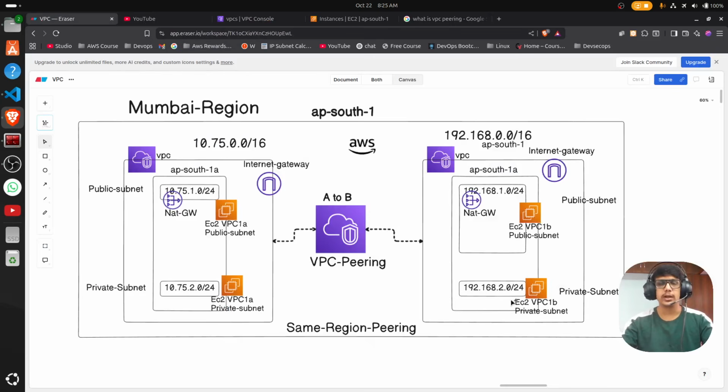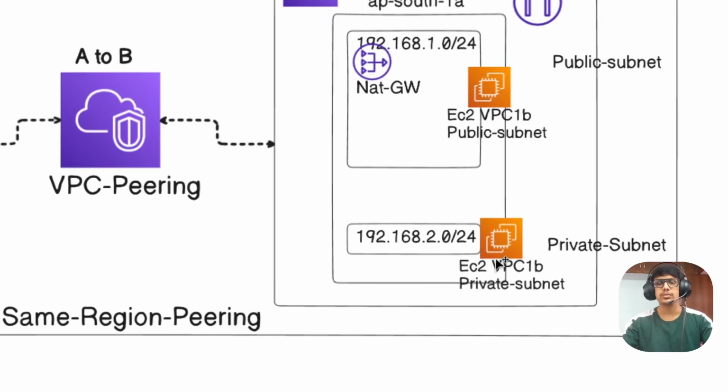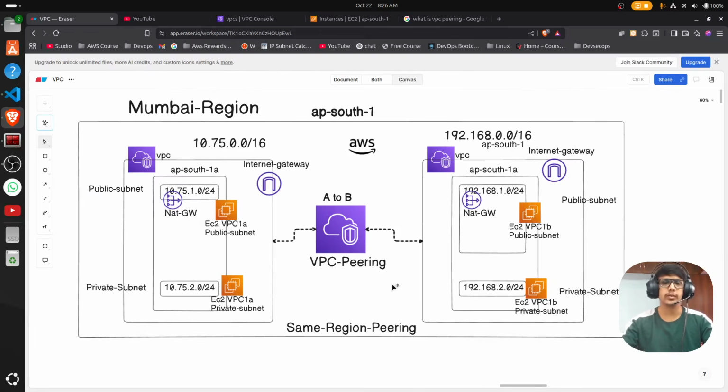Here, when you have the database in another region, or in the same region but in a different VPC, you have to communicate with that database in a secure way, right? That's why we have to configure the VPC peering.